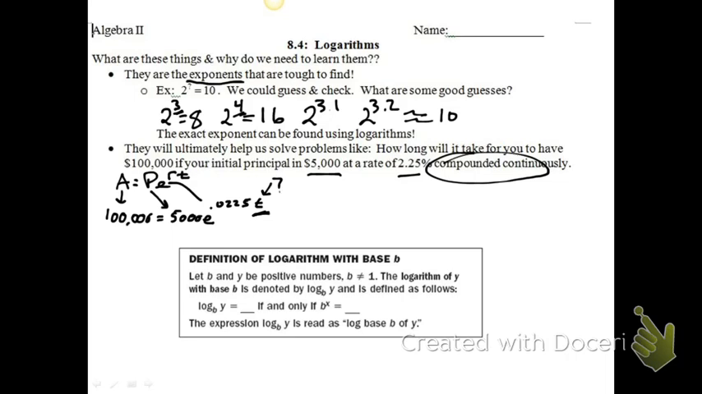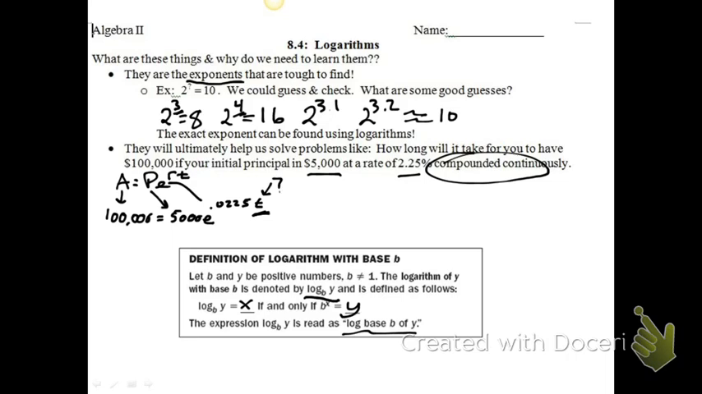So what is a logarithm? Let's define it. Let b and y be positive numbers, and let b not be equal to 1. The log of y with base b is written as log base b of y, and it's defined as follows. Log base b of y equals x if and only if b to the power of x equals y. The expression log base b of y is literally read log base b of y.